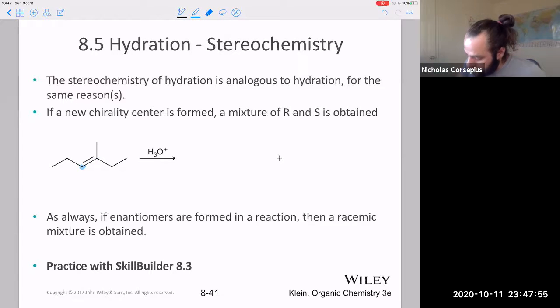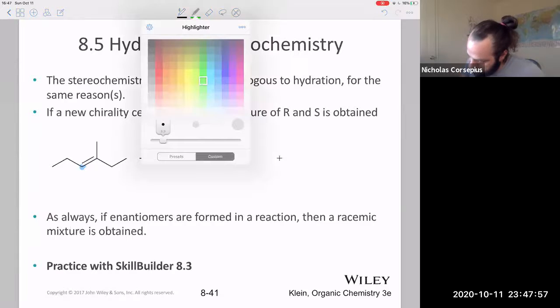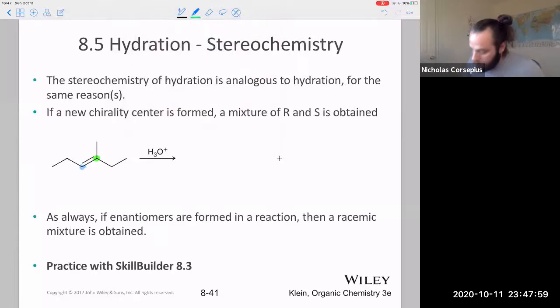Again, in this case, let me actually choose different colors. In this case, my alcohol group, again, these are Markovnikov additions. So my alcohol group is going to go on the more highly substituted carbon. In this case, it'll be that green carbon. But again, now we're going to think about stereochemistry.